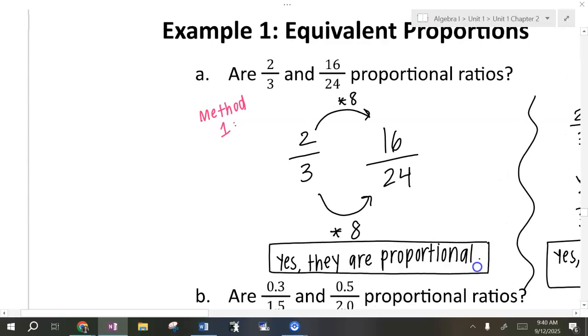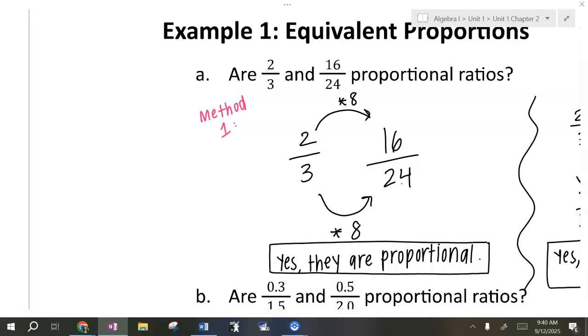There's a few different ways you can figure this out. Method 1 is to see if they are both multiplied by the same number on the top and the bottom. So if we're looking at 2/3 and 16/24, I notice that 2 would have to be multiplied by 8 to get 16, and 3 would also have to be multiplied by 8 to get 24. So since they're multiplied by the same number on the top and the bottom, that tells me that they are proportional ratios. Make sure you pause the video and write these down.